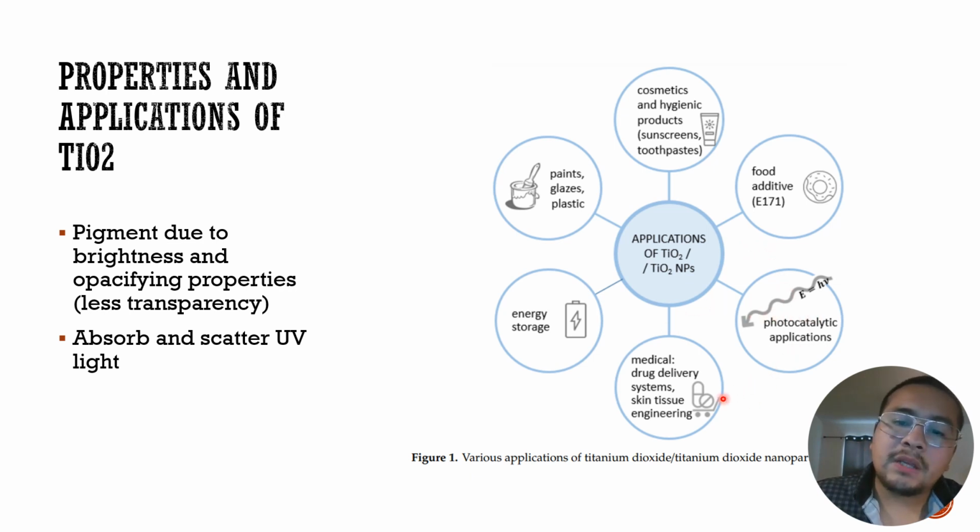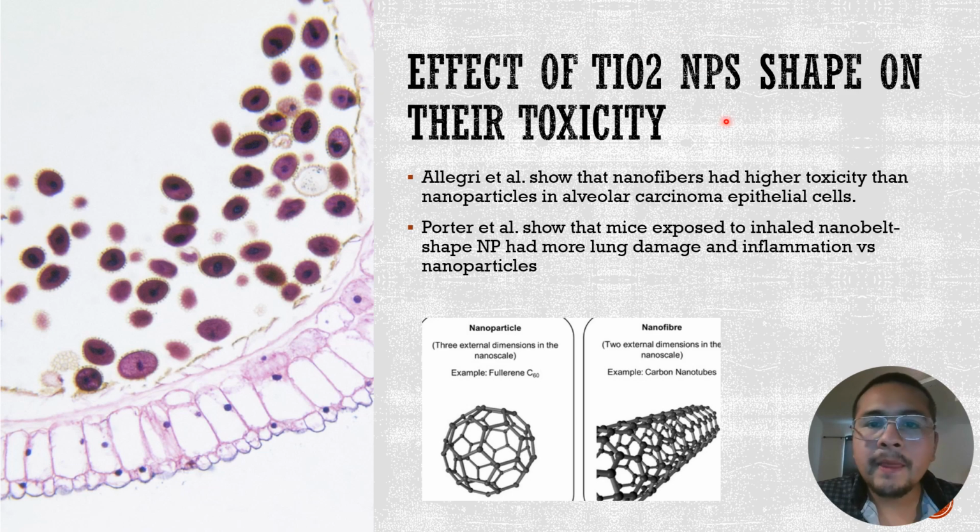Now, all of this right here, we don't really care that much about, because our main focus is this today. So let's keep going. Now, let's talk about the effect of titanium dioxide nanoparticle shape on their toxicity. What this means is that the amount of toxicity in the cells, either the rat cells or the human cells, is going to depend on the shape of these nanoparticles, okay?